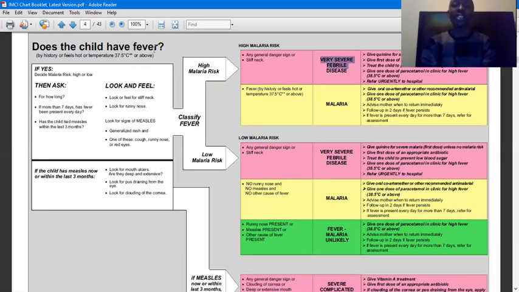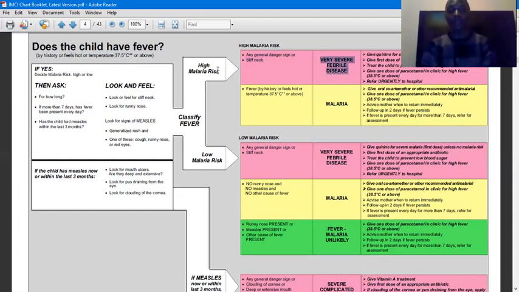if there is presence of fever itself. Apart from fever, there is presence of any general danger sign or stiff neck, meaning you classify the fever that the child has as a very severe febrile disease.